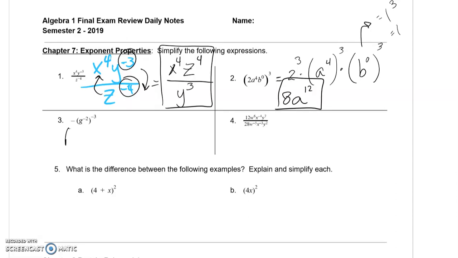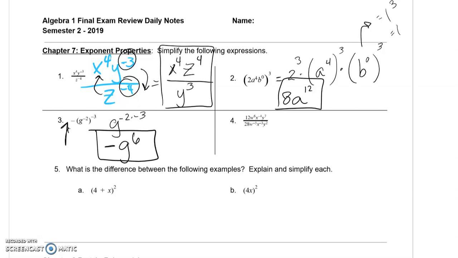Number 3, this negative out front here, that's not going to do anything to the problem. We're just going to see it at the end. We are raising g to the negative second to the negative third power. When we raise a power to a power, we're going to multiply. So that's g to the negative second times g to the negative third, which is g to the sixth. And then again, do not forget your negative out front, which is unchanged by those exponents.